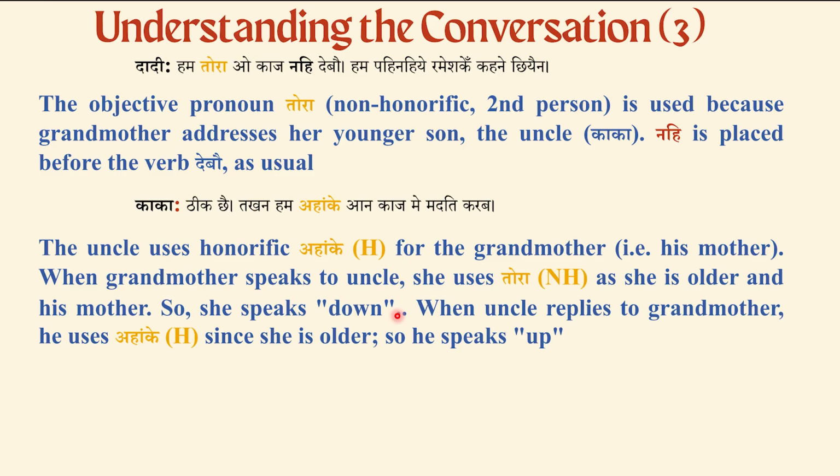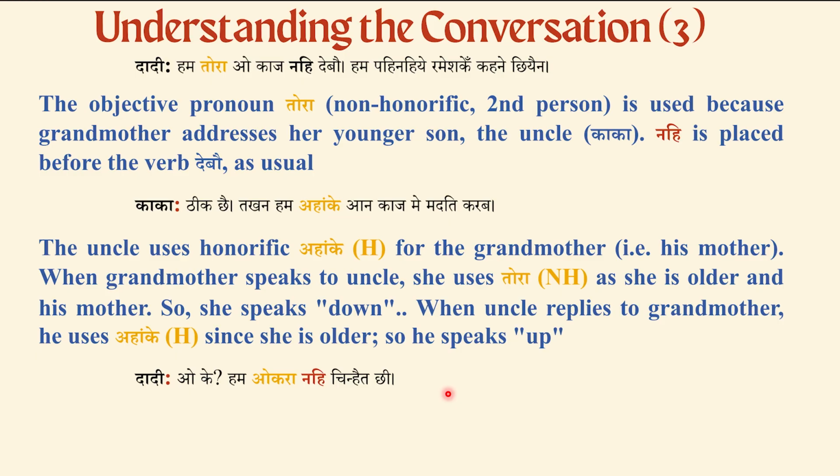When the grandmother speaks to the uncle, she uses tora as she is older and his mother, so she speaks down. Down means using a lower term of address. Then when the uncle replies to the grandmother, he uses ahake. Since she is older, he speaks up, that is with a higher respect.